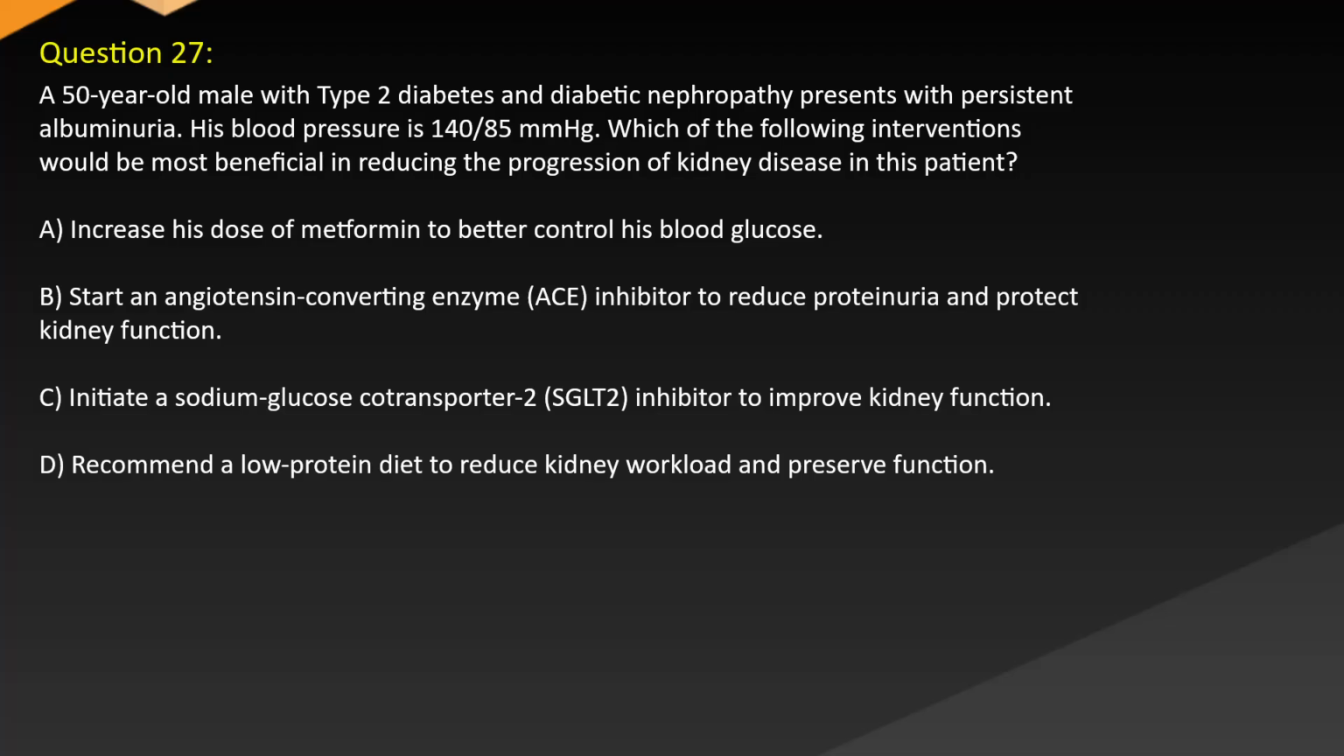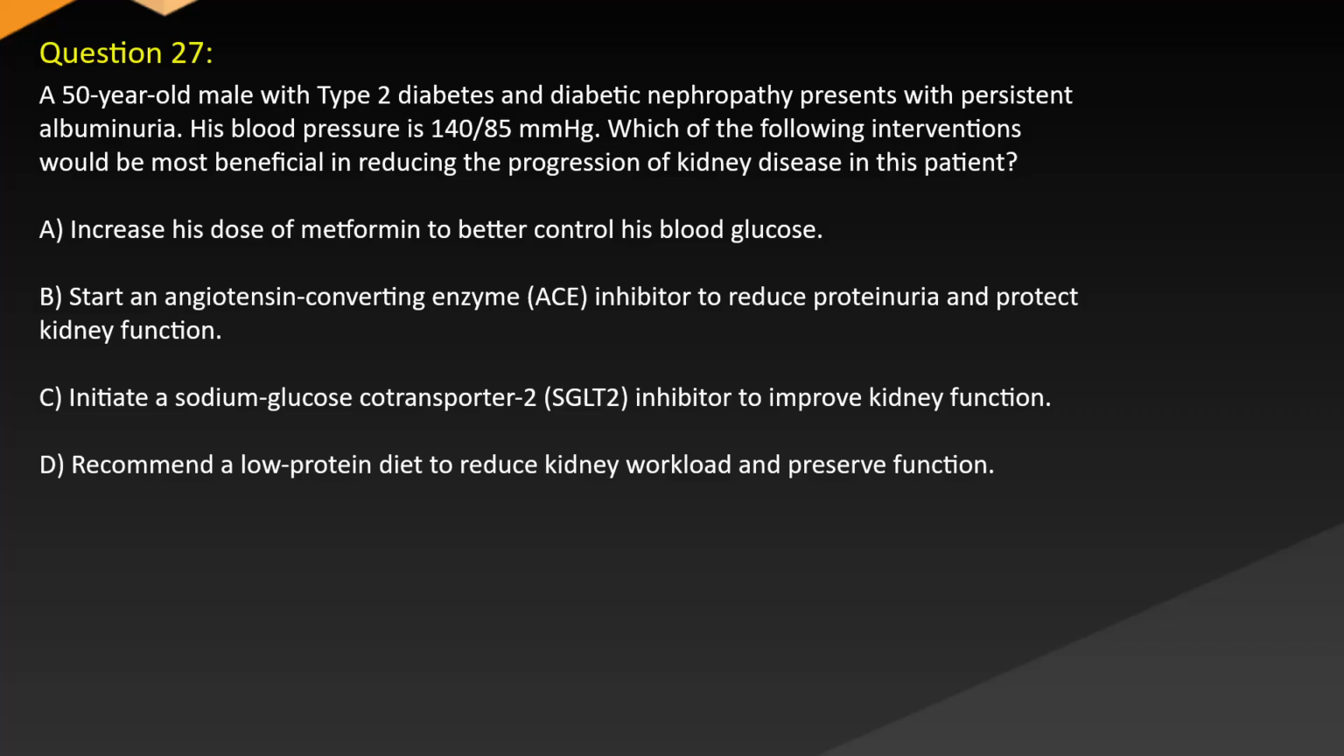Question 27. A 50-year-old male with type 2 diabetes and diabetic nephropathy presents with persistent albuminuria. His blood pressure is 140/80 mmHg. Which of the following interventions would be most beneficial in reducing the progression of kidney disease in this patient?